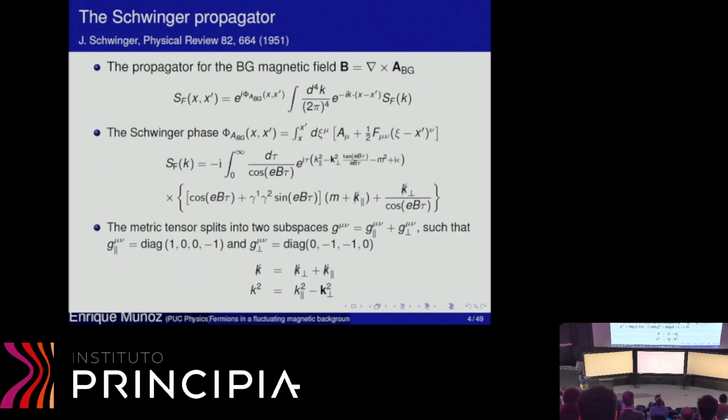It involves a line integral of the gauge field. This is the classical gauge field that determines the magnetic field. And there is also a contribution from the electromagnetic tensor, that if we choose a straight line connecting these two points, by antisymmetry of the tensor this term will vanish.